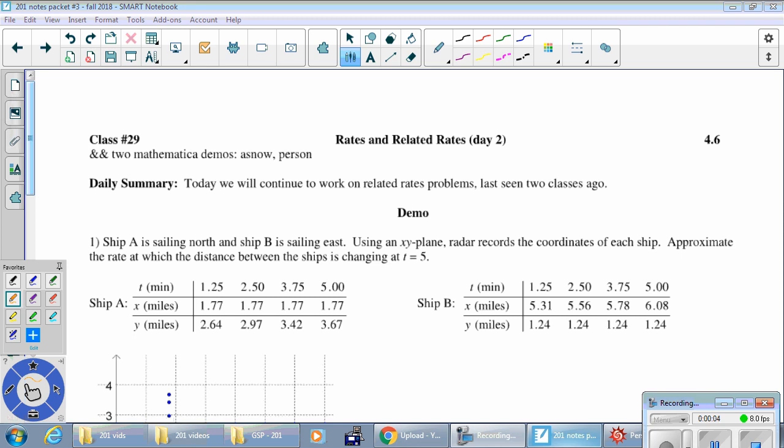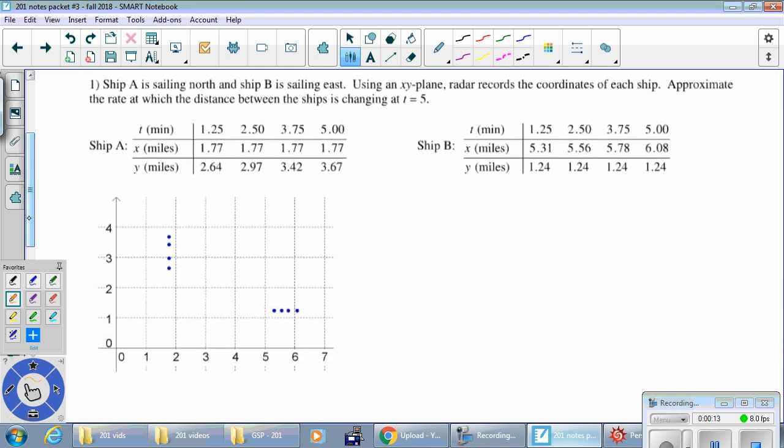Lesson 29, demo. Today we will continue to work on related rates problems last seen 2 classes ago. Ship A is sailing north and ship B is sailing east. Let's take a quick look at this picture here.